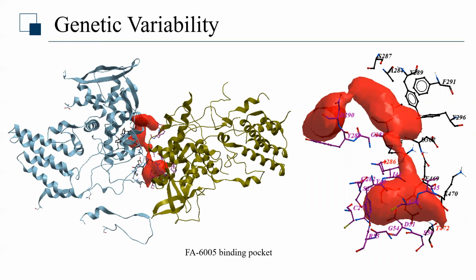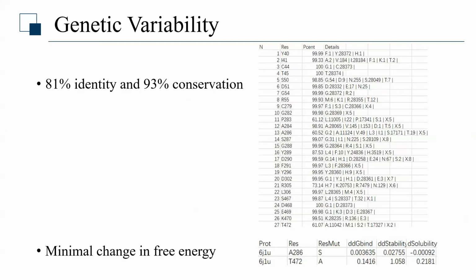And the last pocket, the pocket of FA6005, is lined with residues that are shown on the right, and we can see the pocket itself on the left. Multiple sequence alignment indicates 81% identity and 93% residue conservation among the 28 residues. So out of the 28, 93% are completely conserved.